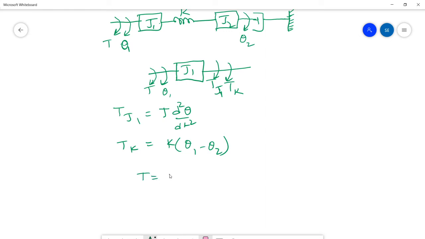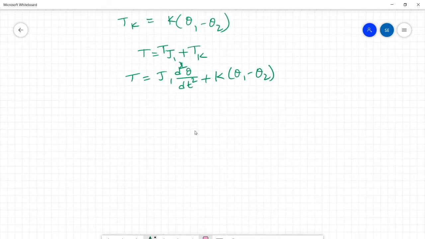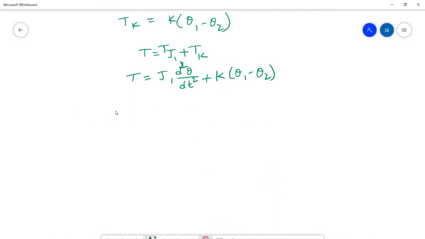T is equal to Tj1 plus Tk, right? Therefore T is equal to J1 d square theta by dt square plus K into theta 1 minus theta 2. So again, once we get the overall torque, we need to apply Laplace transform.